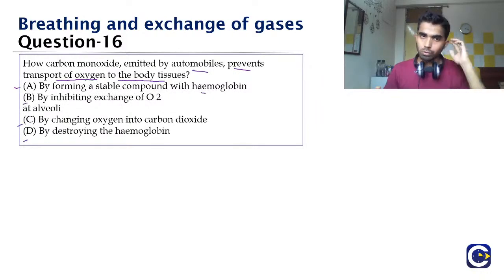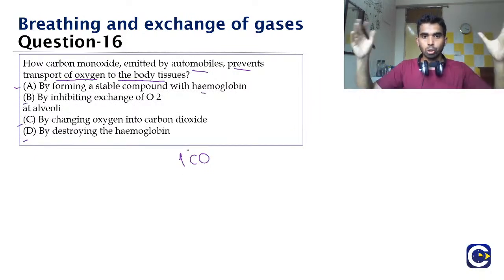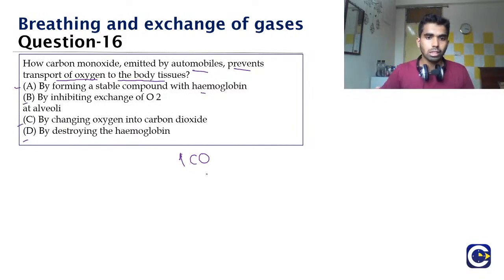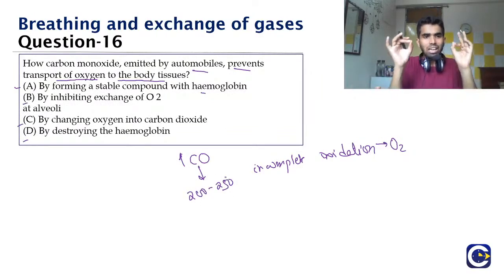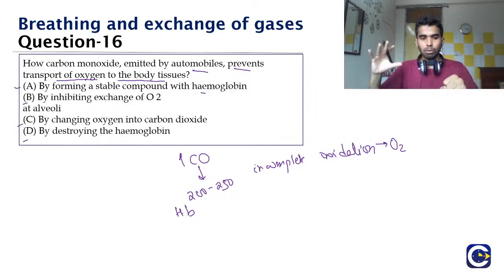We all say that pollution is increasing, and there is an increase in carbon monoxide in the atmosphere. This carbon monoxide is formed by incomplete oxidation. What happens is that carbon monoxide binds 200 to 250 times more efficiently with hemoglobin. It means that if carbon monoxide binds with the hemoglobin, it is not going to leave it, because it is a very strong bond. It is 200 to 250 times.